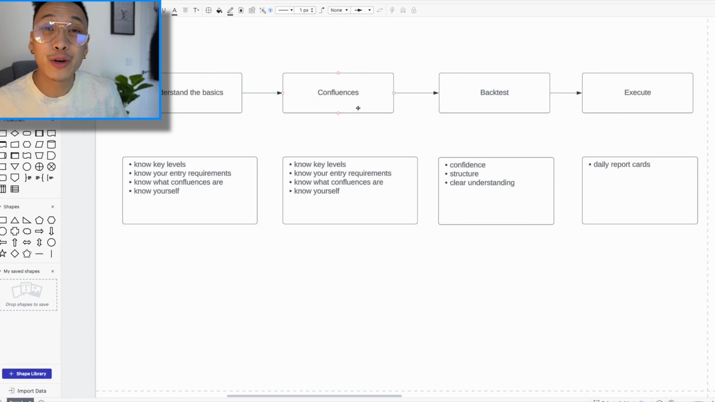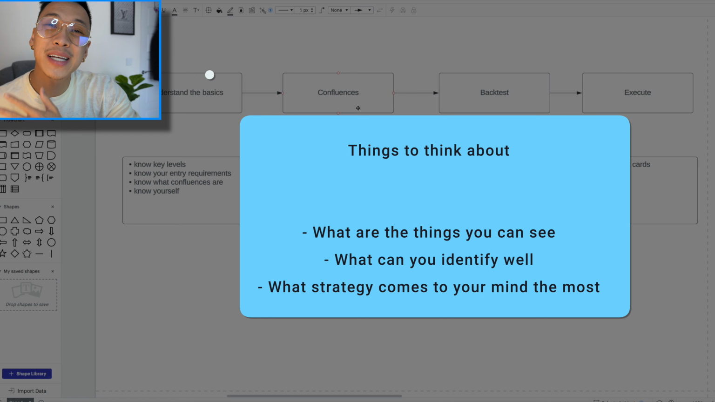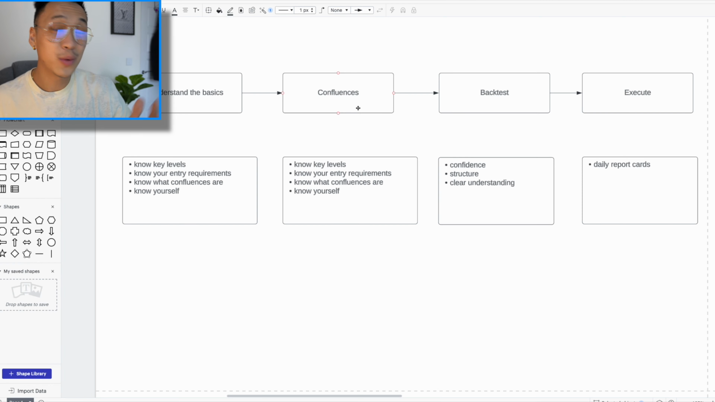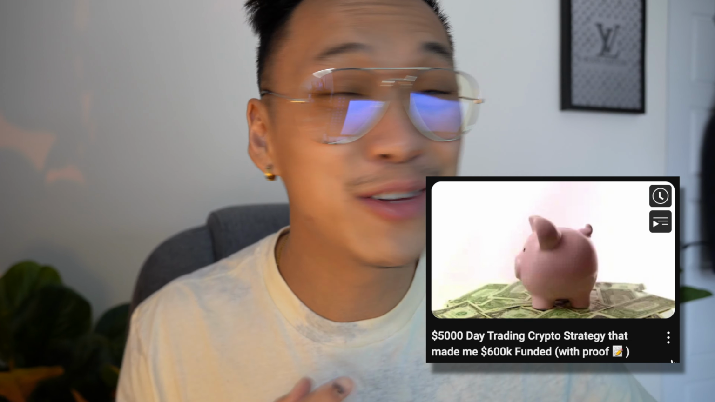So going back onto Confluences and to help you understand, you need to think, what are the things you can see, what can you identify well, and what strategy can come to your mind the best and the easiest. It can be a zone, it can be a retest, it can be a pattern, it could be a continuation. All of these is down to you to research, and YouTube has tons and tons of them. Find out what works for your personality and find out what works for you. We've even given you a free strategy right on the first video, so you can definitely go and check that out and see what works for you.